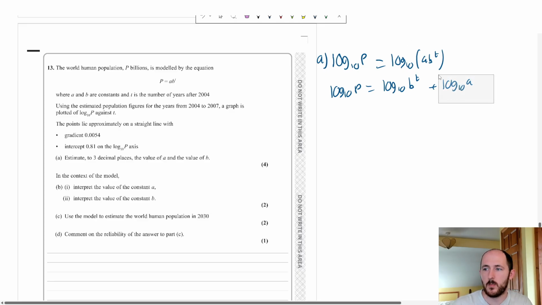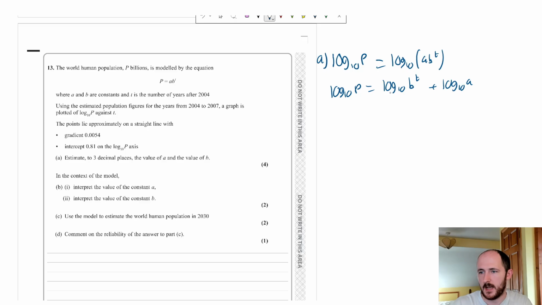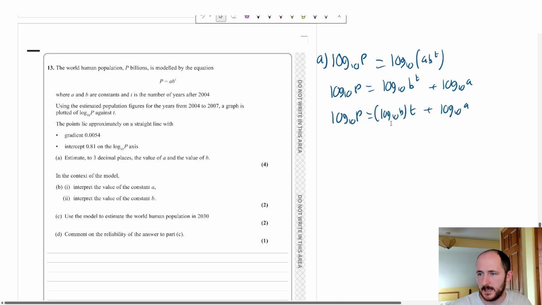This is going to be our y-intercept, because if you notice, this looks like y equals mx plus c. Then move the t to the front. And by the front, I'm actually not going to do it at the front, because I want it to look like a y equals mx plus c graph. So we get log 10b times t. So here we have y equals mx plus c.